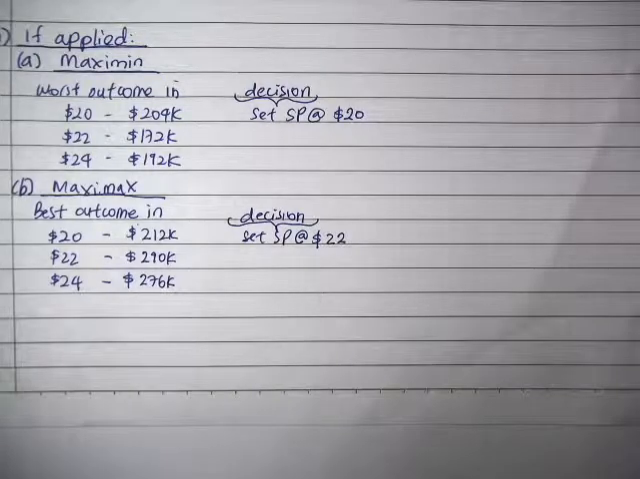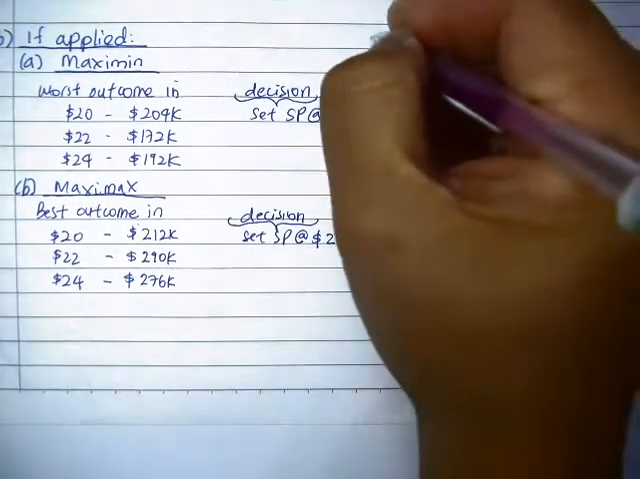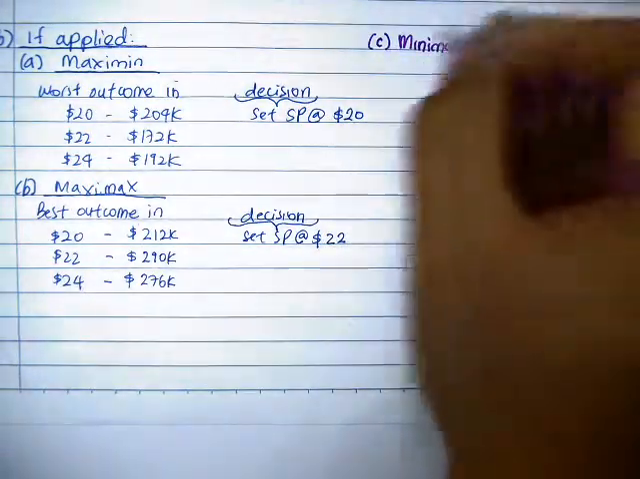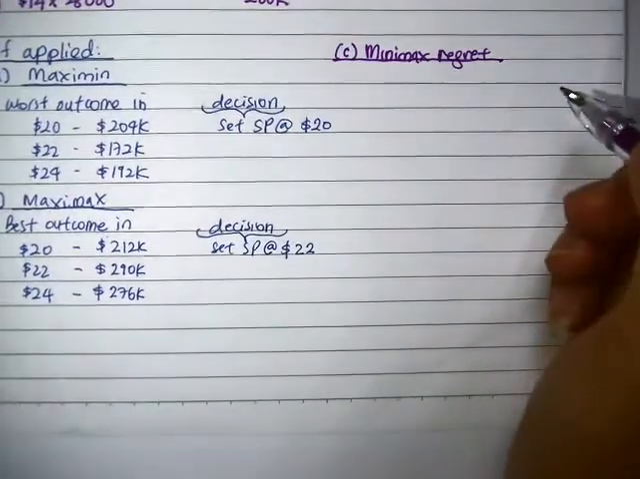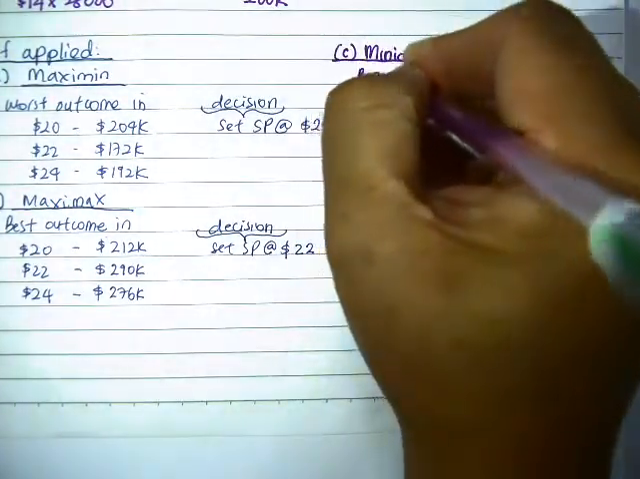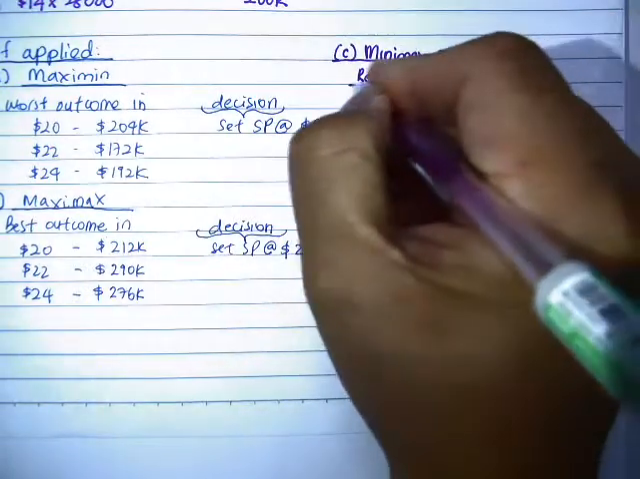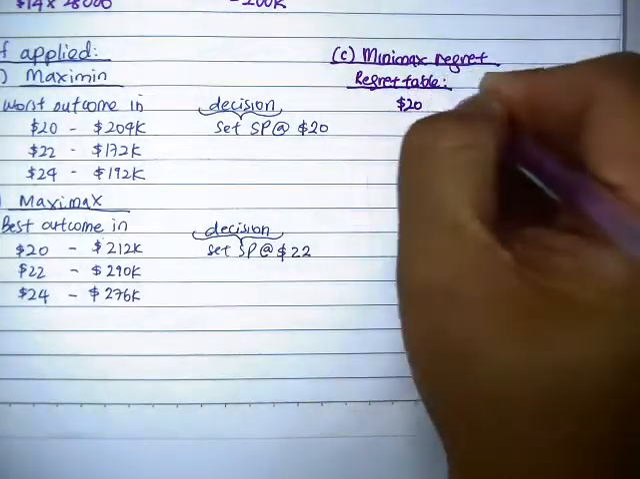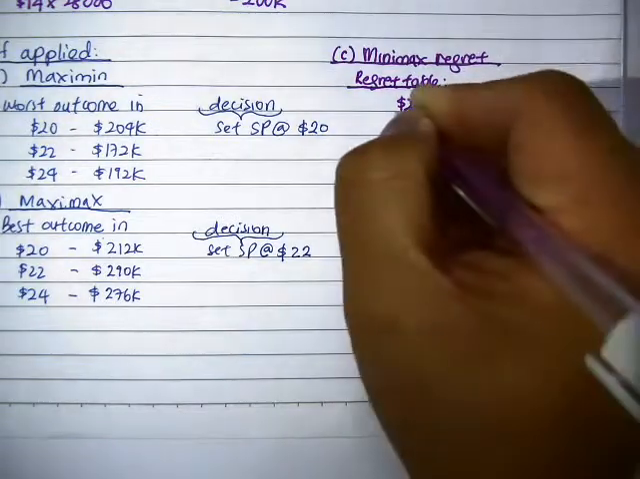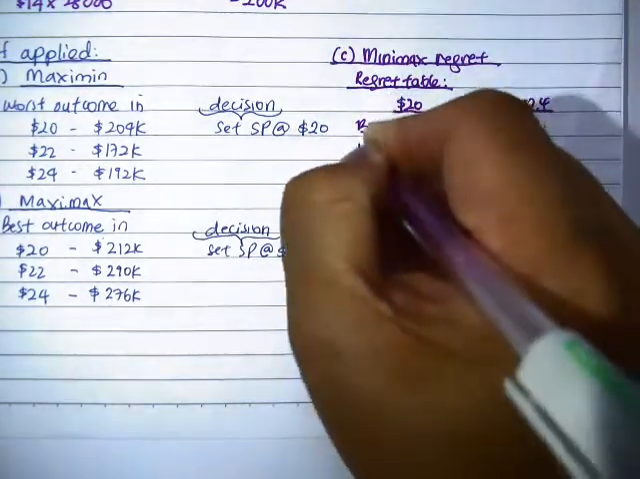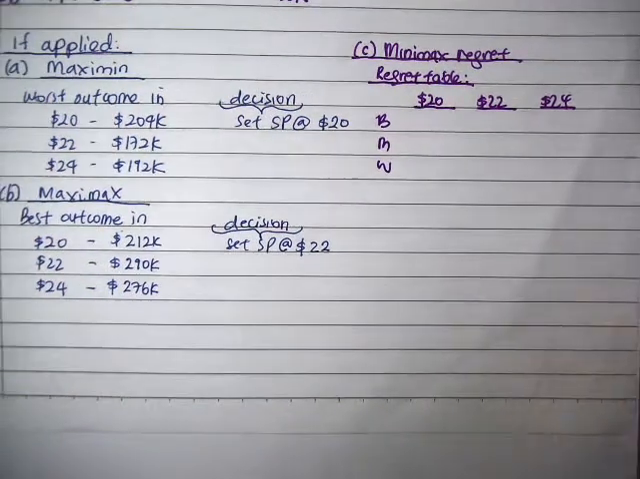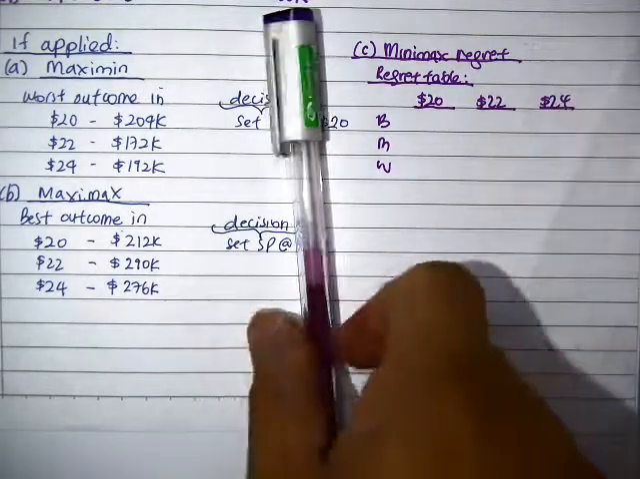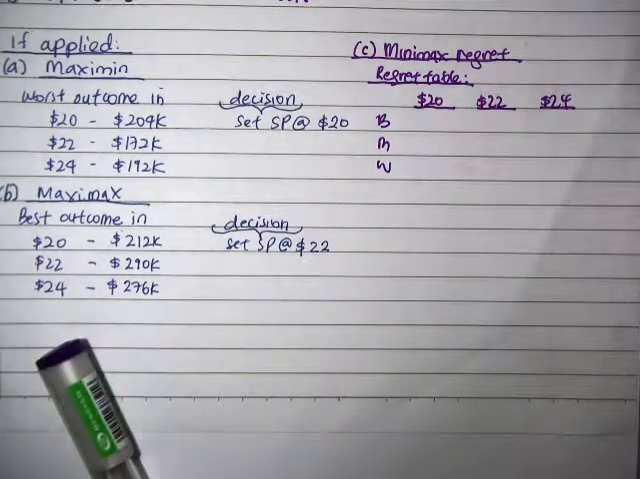Now, the most difficult is minimax regret. So I leave that. You must try. When you do minimax regret, you need a regret table. You first find the regret values. Then you decide which one will give you the lowest maximum regret.